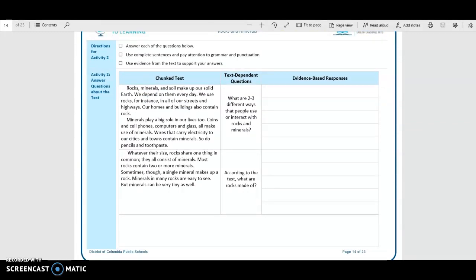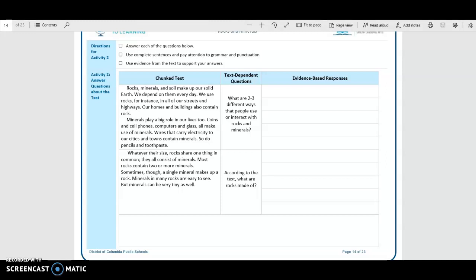So, answer each of the questions below. Use complete sentences and pay attention to grammar and punctuation, and use evidence from the text to support your answers. So, in the chart below, right here, we see chunk text, text-dependent questions, and evidence-based responses. So the chunk text is just parts of the text that we read earlier, and it's just putting it in a smaller form, and then it's asking you a text-dependent question. Remember, a text-dependent question means that your answer has to come from the text.